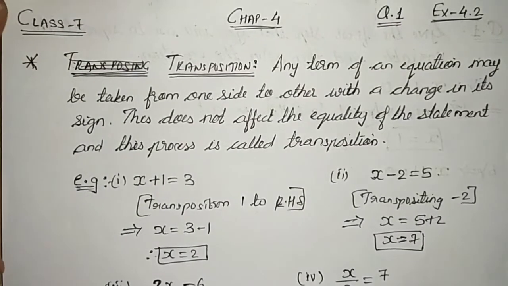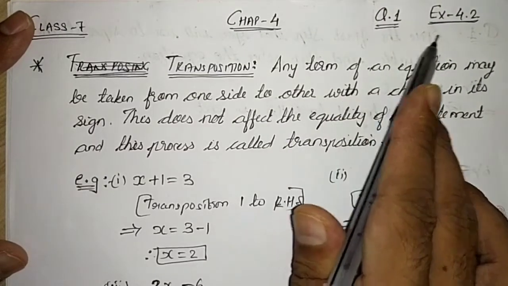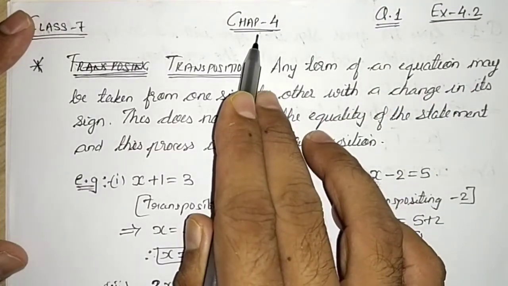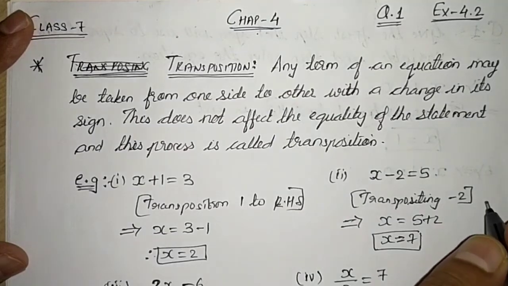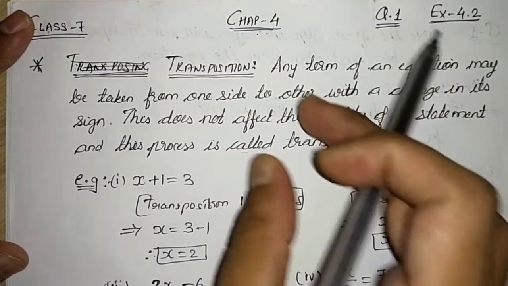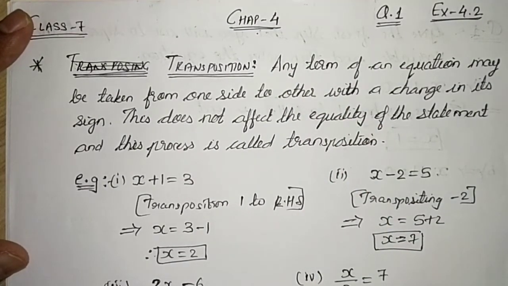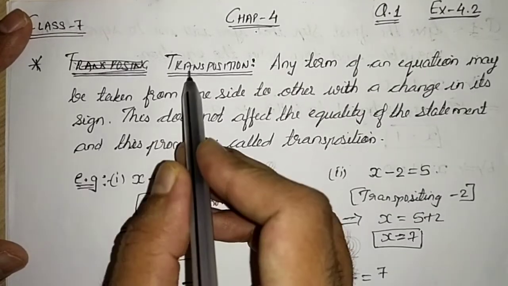Good morning students. Today we are going to solve question number 1 of exercise 4.2, chapter 4. Chapter name is simple equation. Before starting exercise 4.2, here is one definition which will be helpful for solving exercise 4.2. So let me explain to you.